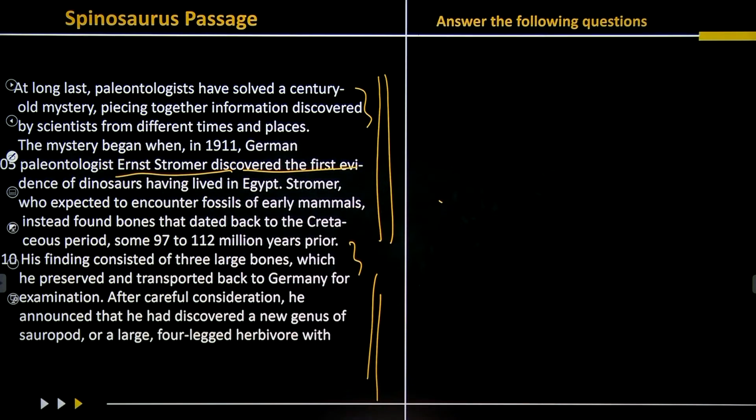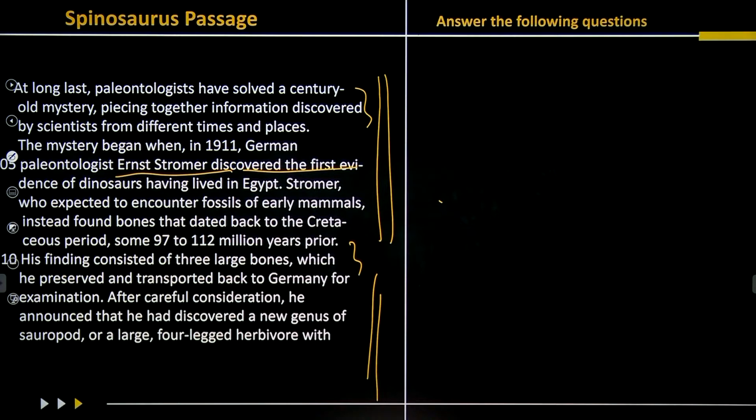And the mystery began when in 1911 a German paleontologist, Ernst Stromer, discovered the first evidence of dinosaurs having lived in Egypt. So now here we are talking about Dinosaurus. Please underline Dinosaurus. Stromer, who expected to encounter fossils of early mammals, instead found bones that dated back to the Cretaceous period, some 97 to 112 million years prior.